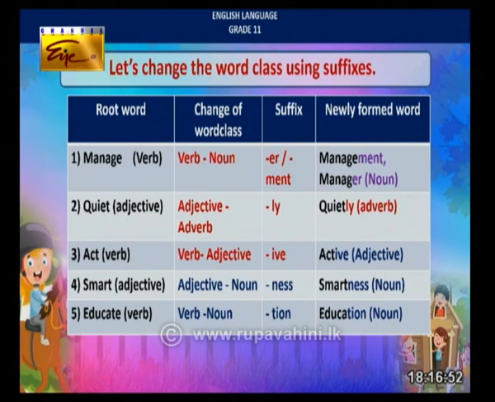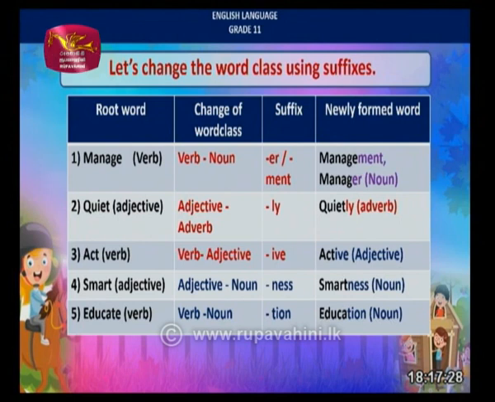Also, the third word is act. Act is a verb. Verb has to change into an adjective. How do you do that? The suffix ive is added. Then the newly formed word is active, and that is an adjective. Smart, as you can see, that is an adjective. Now, adjective into a noun. How do you do that, children? By adding the suffix ness, and you have the newly formed word smartness, and that is a noun.